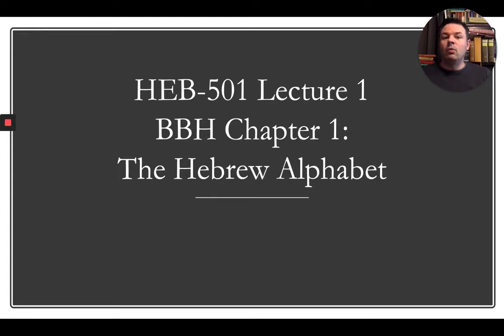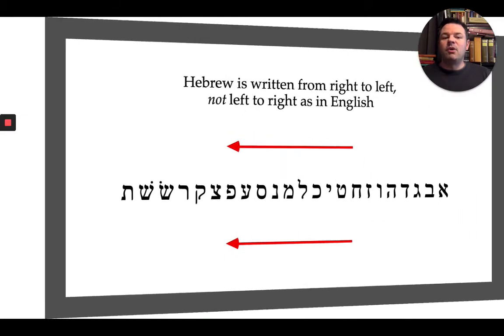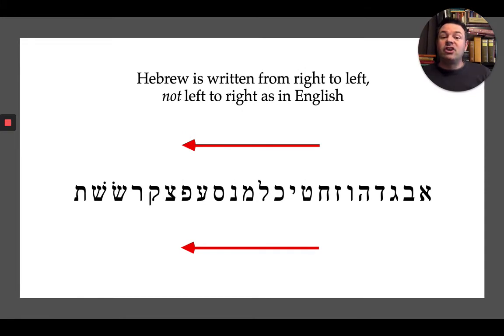And so what I want to do today is talk about chapter 1 of the textbook. In particular, we're just focused on learning the basics of the Hebrew alphabet. The Hebrew alphabet is consonantal, meaning it's only consonants, and Hebrew is read from right to left. English is read from left to right. So you can see the arrows pointing there.